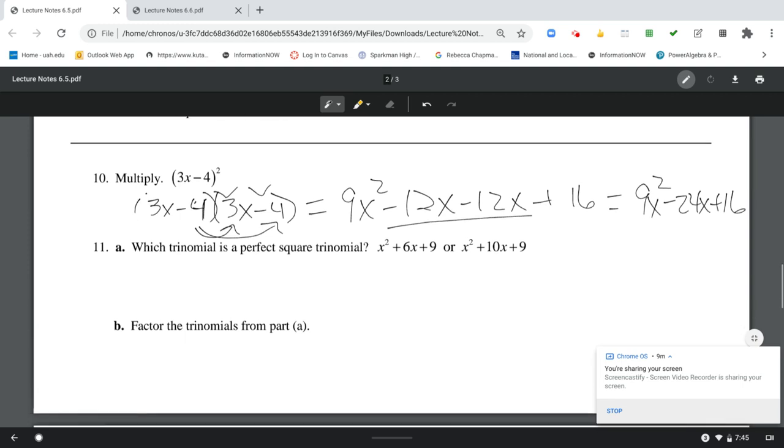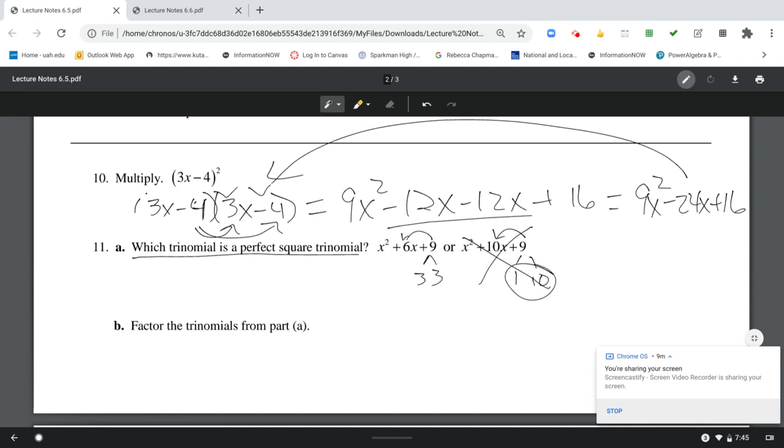So we're going to undo that. We're going to go backwards. Okay, so I'm going to ask you, which one is the perfect square trinomial? Well, the factors of 9 that add up to 6 are 3 and 3. They just so happen to be the same exact number. In this case, the factors of 9 that add up to 10 are 1 and 10. So this is not a perfect square because 1 and 10 are not a repetitive number.